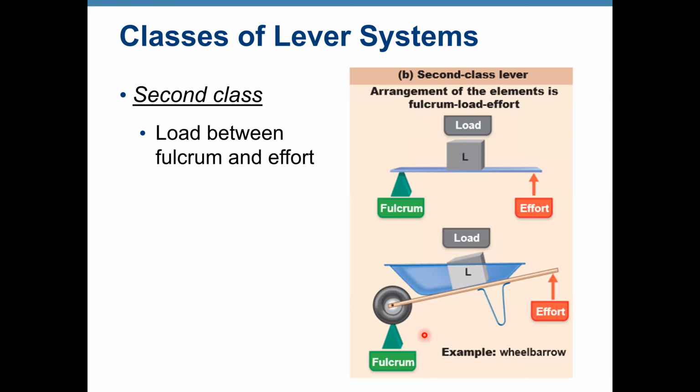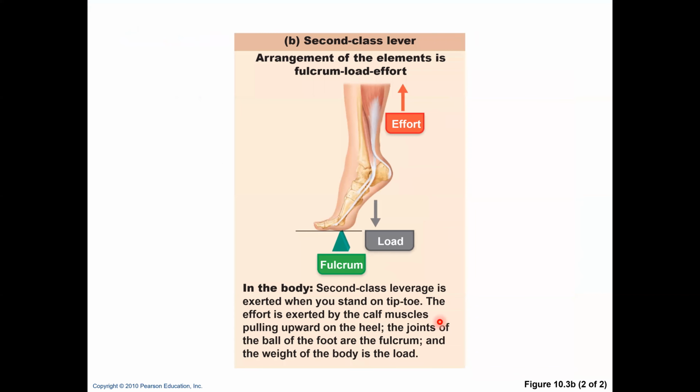So here's an example, the wheelbarrow. The fulcrum is where you're holding it, that's your effort, and this is your load. So that's always a mechanical advantage. For the second class lever in your body, you can look at your leg, where you stand on your tiptoes. Here's your fulcrum. That's your load, the whole body load, and this is the effort of your posterior leg muscles. So this one gives you a lot of power.